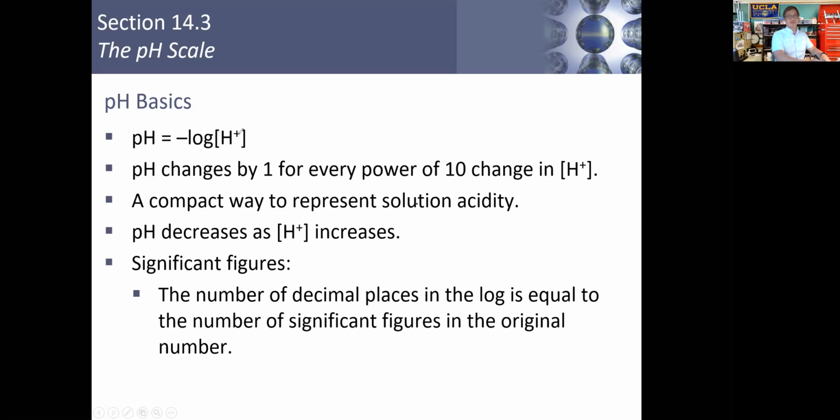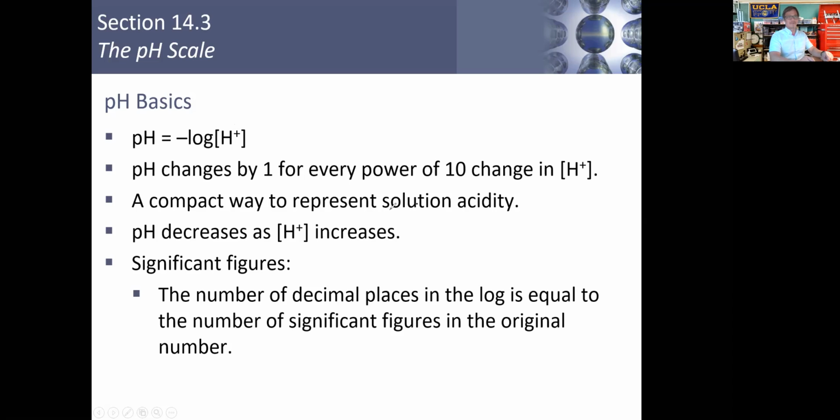Because these numbers tend to be less than 1, if you only take the log of the hydrogen ion concentration, you end up with a negative number. So we don't want that. So we take the negative of that particular log, and that way we end up with a positive number, which gives us a scale that ranges from 1 to about 14. Occasionally you will see a pH less than 1.